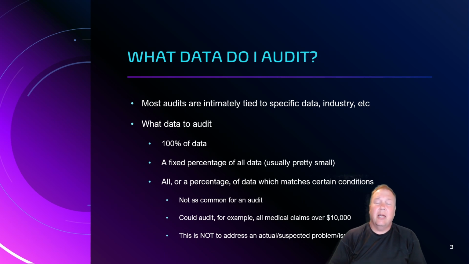Your other option, if 100% is either not feasible or just not realistic, is to do a fixed percentage of your data, and that's typically a fairly small percentage. If you're pulling samples to do quality control on items, you may pull 1% or half a percent or a very small sample from each batch or from each day's work, for example, and do your audit there. You can also do it for all or a percentage of data which only meets certain conditions.